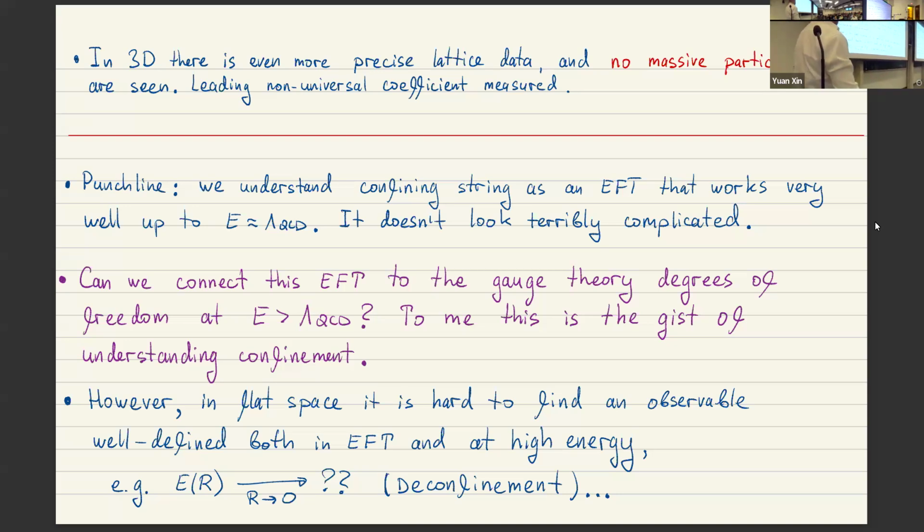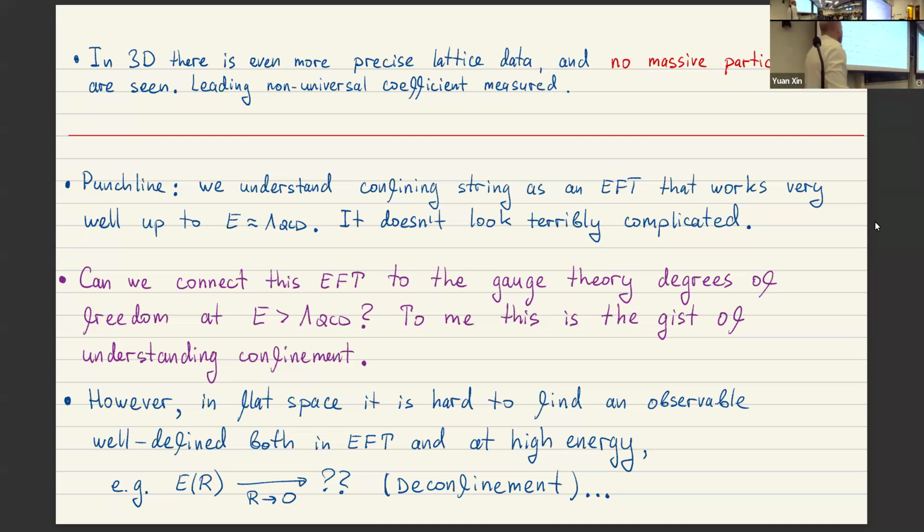And the question is, can we connect this effective field theory to gauge theory degrees of freedom at energies larger than lambda QCD? Because at energies above lambda QCD, we expect to be able to describe this system by perturbative QCD, in terms of gauge degrees of freedom. And to me, this is more or less the whole point of understanding confinement: we want to understand how the gauge degrees of freedom are connected to the stringy degrees of freedom of the confining string. Very good.